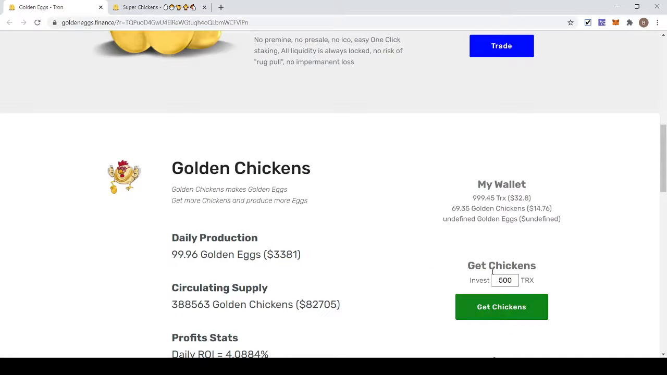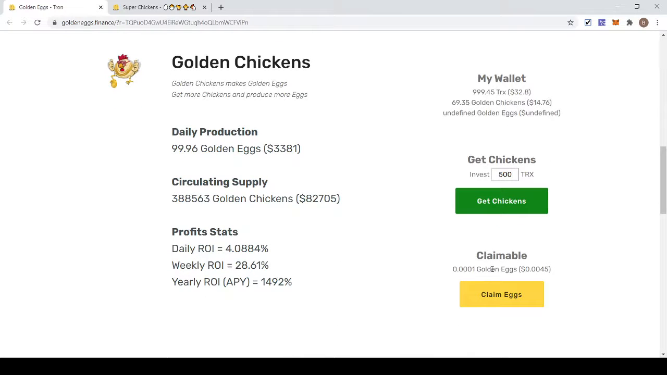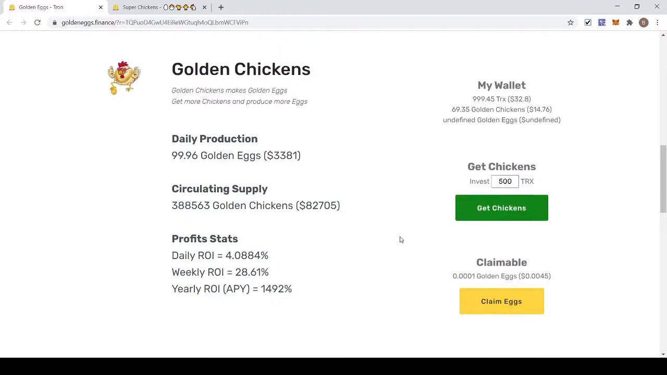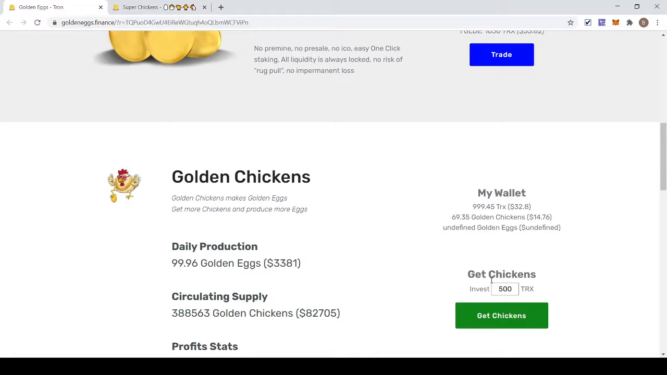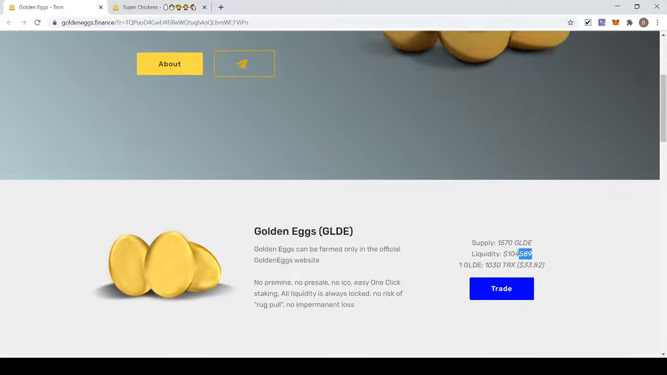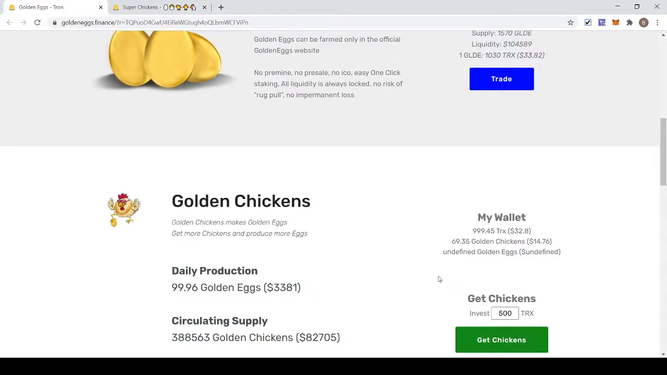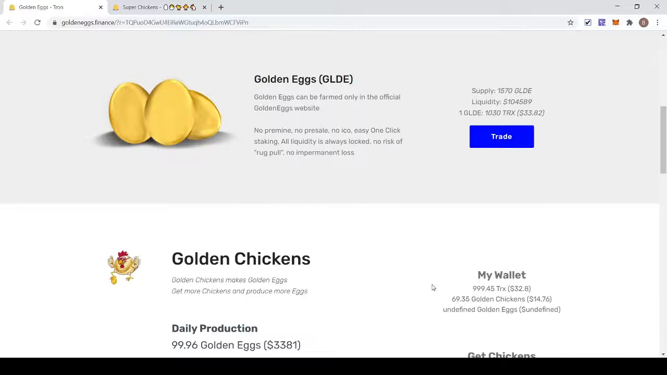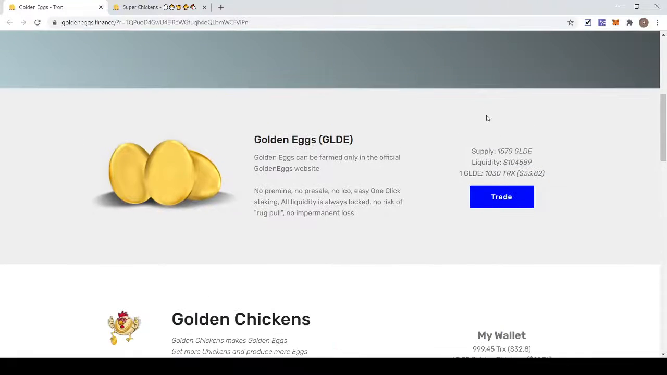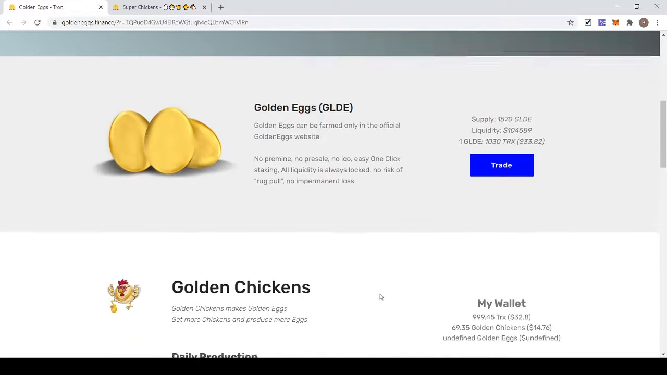So you buy golden chickens just like in Super Chickens. You buy your golden chickens and they produce golden eggs. But the difference is instead of putting these golden eggs up for auction, all the TRX you buy the chickens with goes into a liquidity pool here. You can dip into that liquidity pool by selling your golden eggs. So when you sell your golden eggs, you take out of the liquidity pool. When you buy chickens, you boost the liquidity pool.